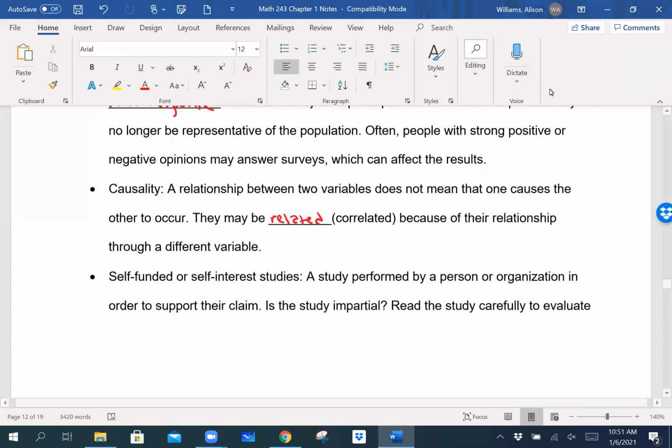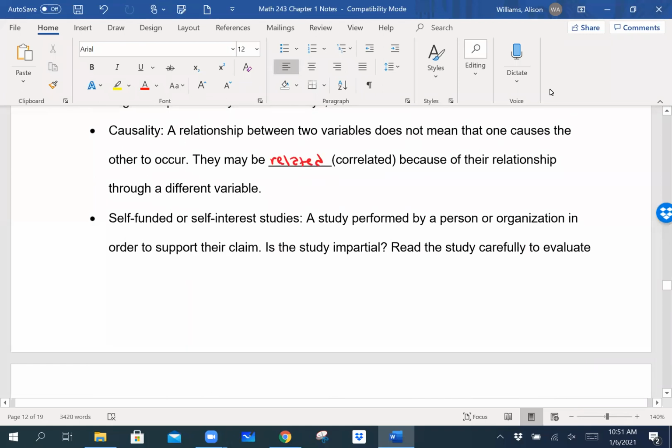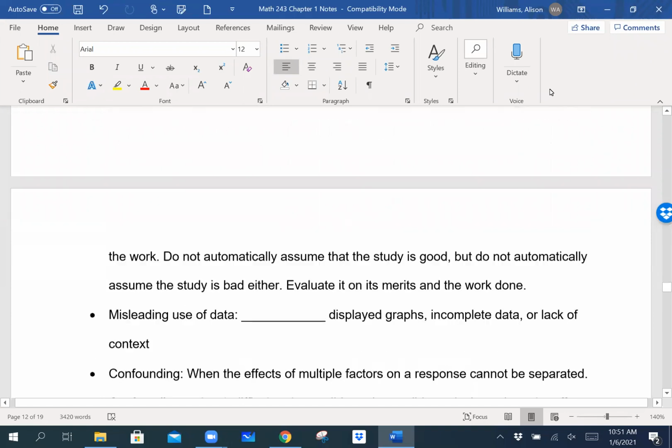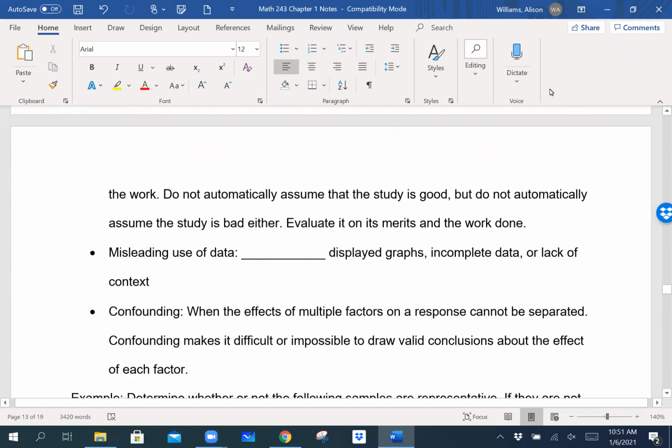Self-funded studies are always a problem because it's hard to know if they're impartial. Therefore, you have to make certain that the study is done well and that they've managed to keep it impartial. But it does become a problem, and people tend to question it. Misleading use of the data: this is improperly displayed graphs. If a graph isn't complete, lacks context, or is displayed in a weird or confusing way, that's a problem.